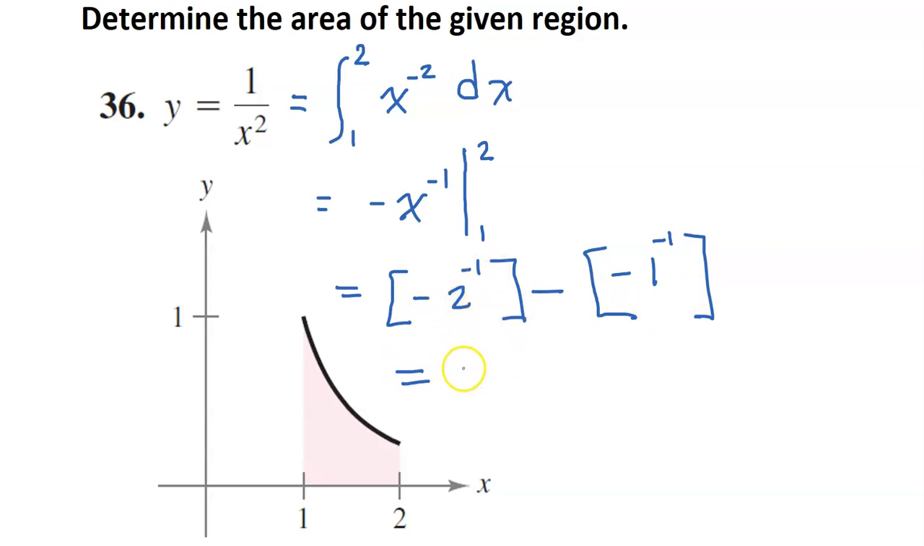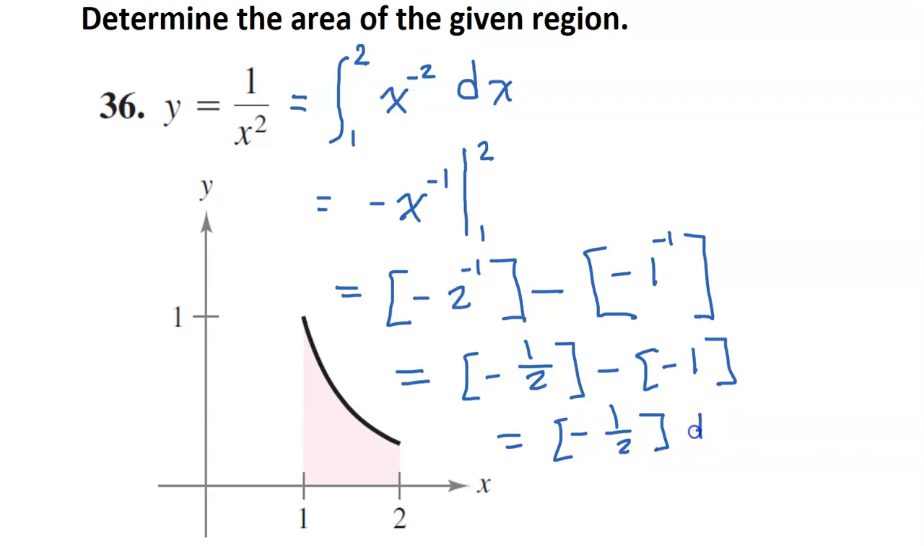Well, 2 to the negative 1 power is really just 1/2. So we have negative 1/2. And then minus, okay, 1 to the negative 1 power is just 1. Notice the minus a negative aspect. So really this is negative 1/2 plus 1. And that's going to simply be 1/2. So that is the area under the curve.